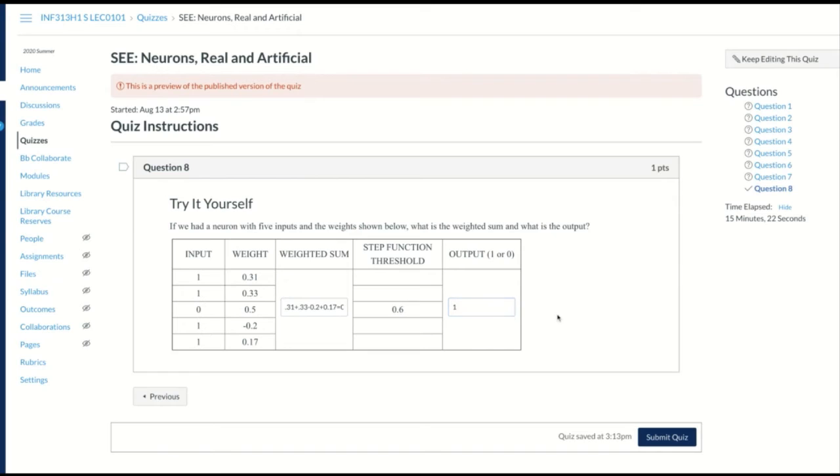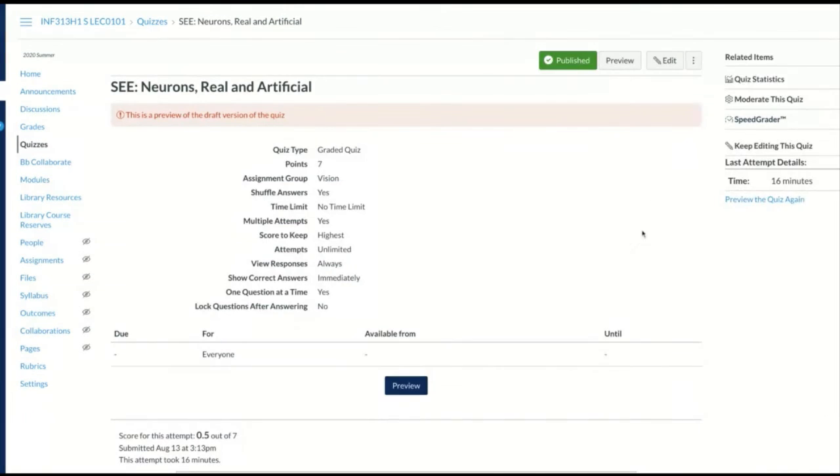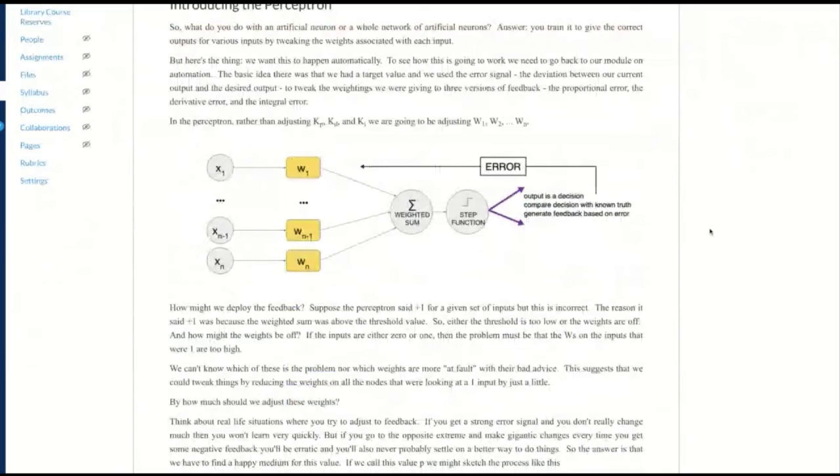All right. So does that process make sense? We're just taking the input numbers, each one times its weight. We add those together, compare that to the threshold, and then we output a 1 or a 0. Seems fairly easy.